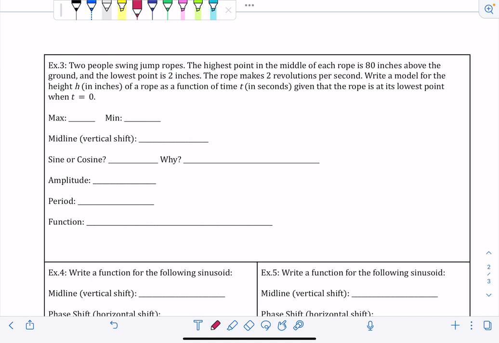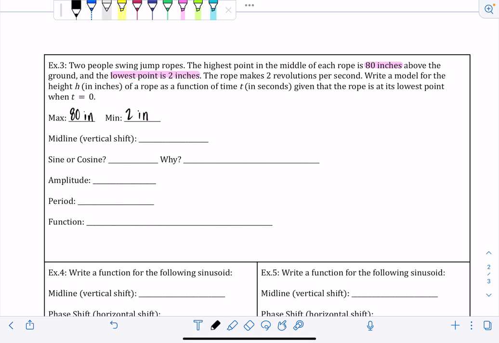Okay, so starting with the maximum, that's just the highest point overall. So it tells us that the highest point that it reaches is 80 inches above the ground. So our max is 80 inches. And then minimum is the lowest point. So it says our lowest point is 2 inches above the ground. So our minimum is 2 inches.